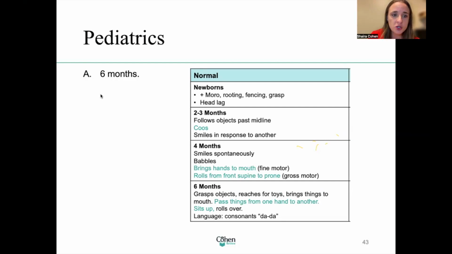I have a beautiful chart here so that you can review, but it tells you exactly what happens at each month. And pay attention to the Cohen Review green. Out of all the terminology you see there, the Cohen Review green is what you have to put on that note card when you're studying, because that's how you may see it on the exam.